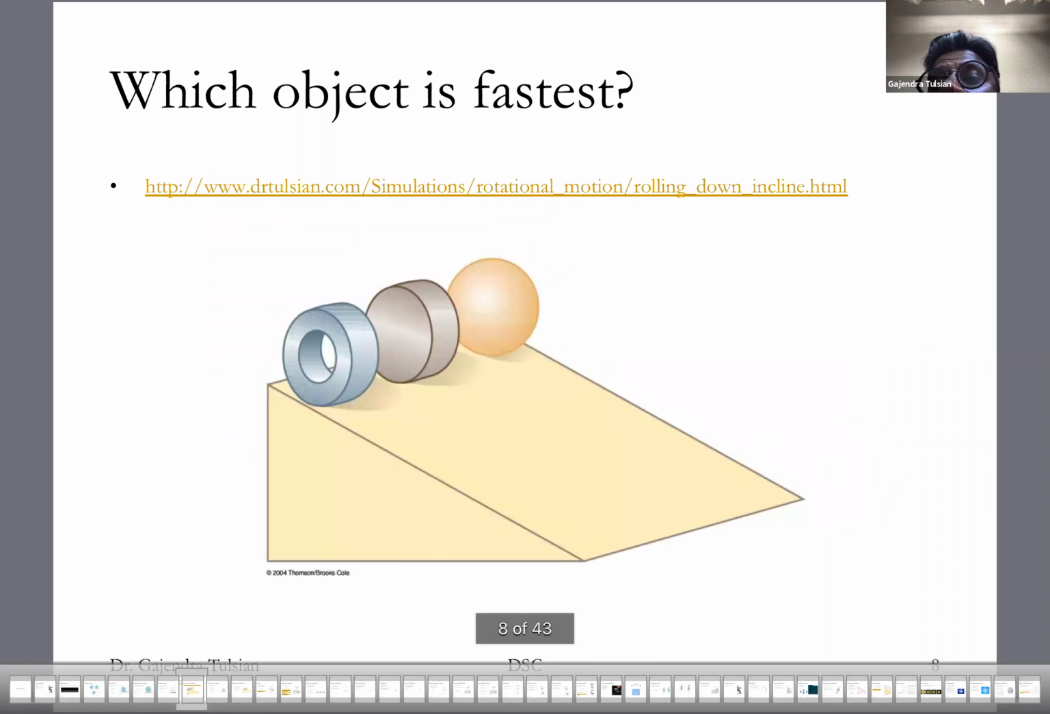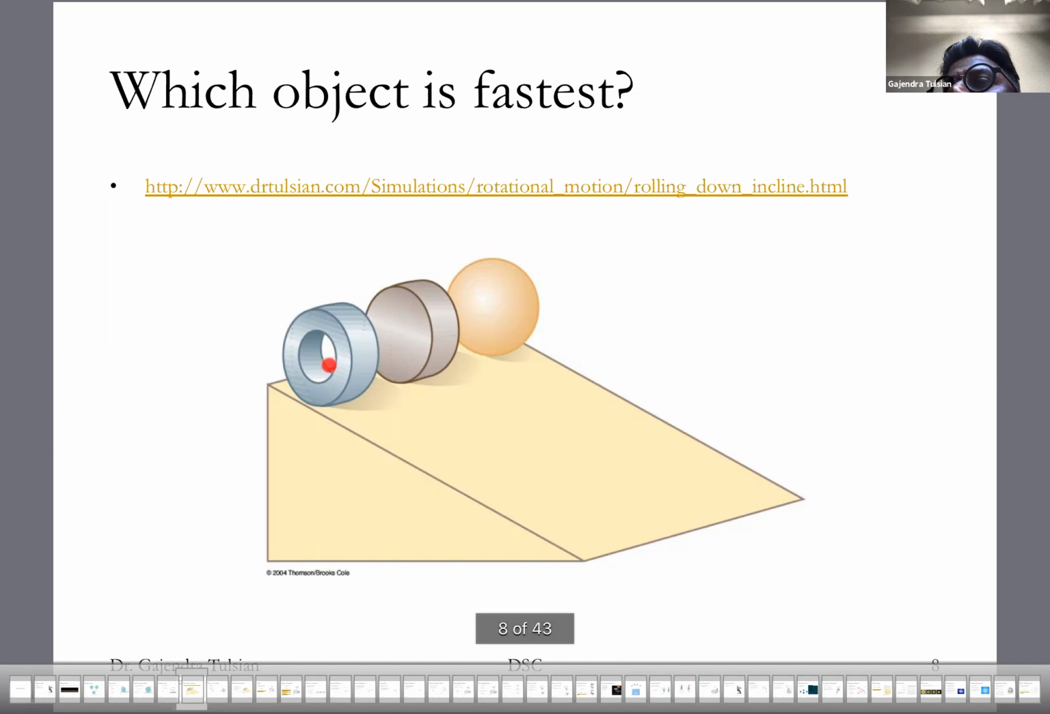All right, so in this graph, now that we've seen rolling is a combination of pure translation and pure rotation. What this shows you is, and I urge you guys to go to that simulation and play with this. These three objects all have the same mass and the same radius. This is a sphere, this is a disk, and this is a ring, as you can see.